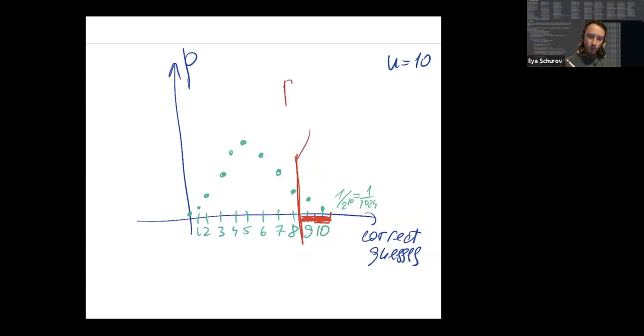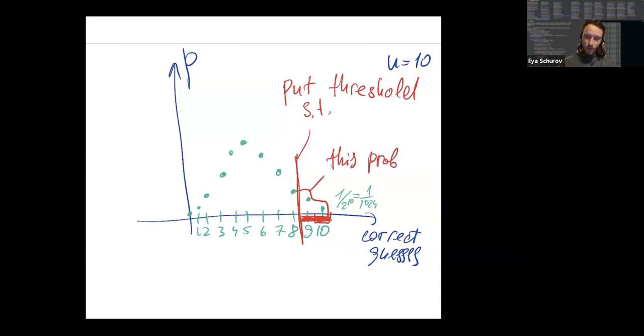So I want to put a threshold such that this probability is less than 5%. And I want to move this threshold to the left as far as possible, provided that this probability is less than 5%. Okay?